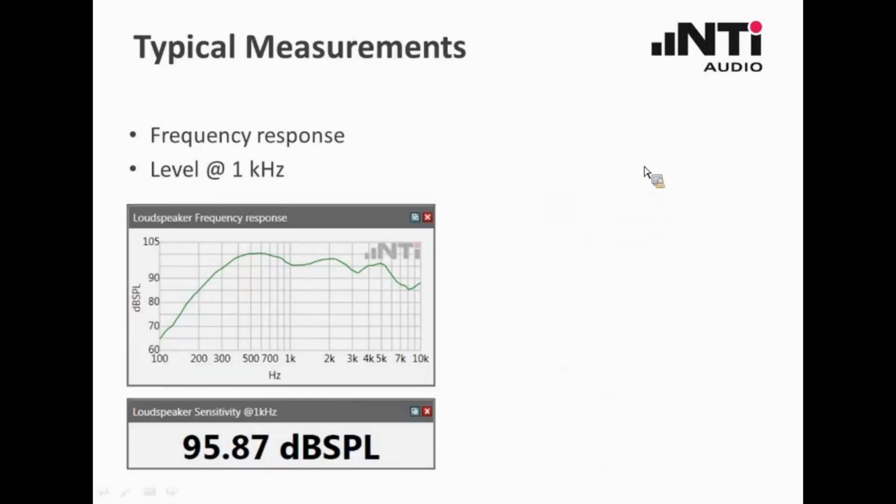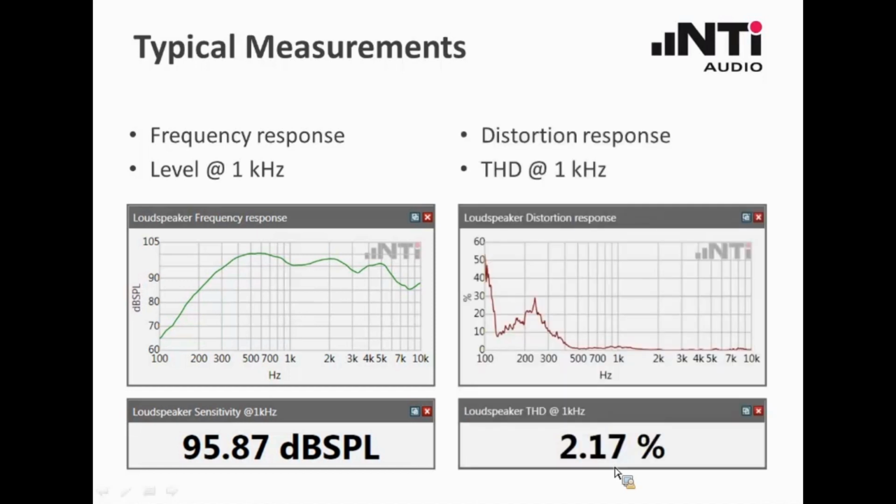Now, a brief look on typical measurements. We are starting with the level measurement, which is typically a frequency response measurement and or a level measurement at a specific frequency, for instance 1 kHz. The second typical measurement would be the distortion response here in the graph of distortion versus frequency, or again the total harmonic distortion at a specific frequency, for instance 1 kHz, but it could also be another frequency.